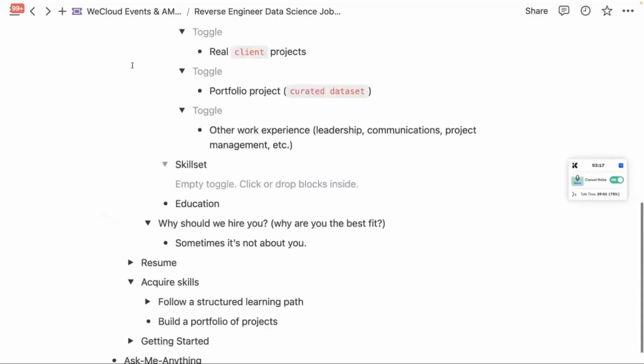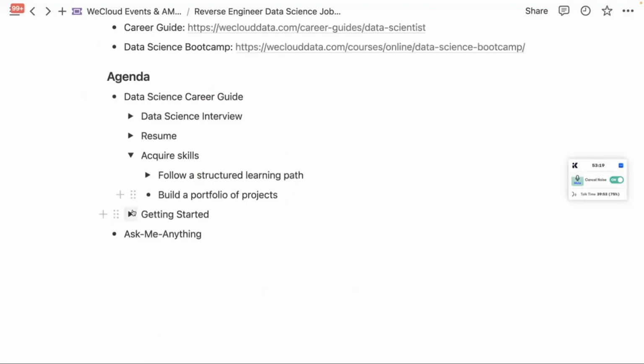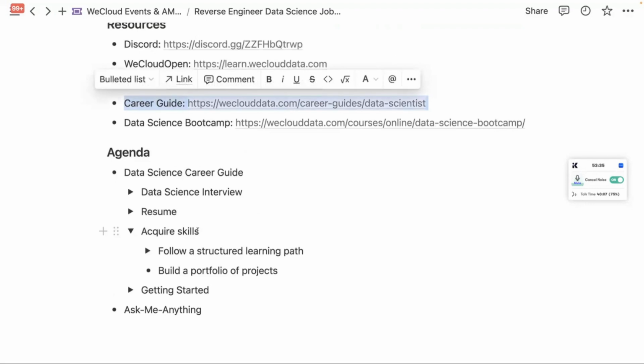So we talked about resumes and interviews. Next, let's talk about how to acquire these skills, right? I think my recommendation here is really just a structured learning path. But I also recommend you read WeCloudData's Data Science Career Guide. There's a link here, and it explains what you need to learn.